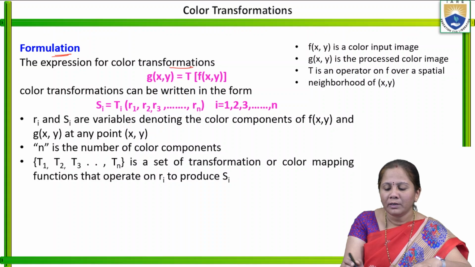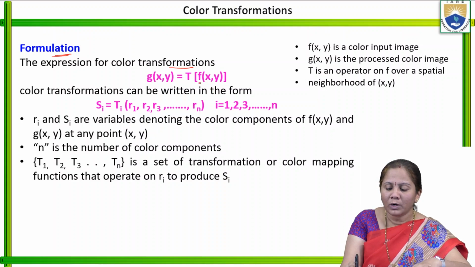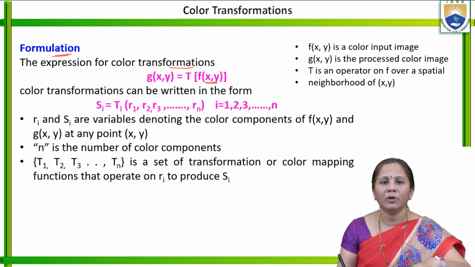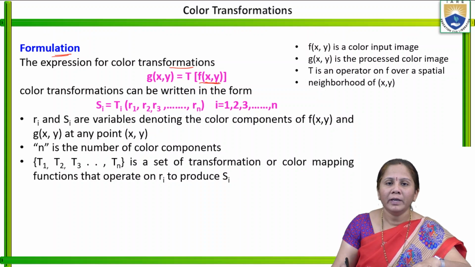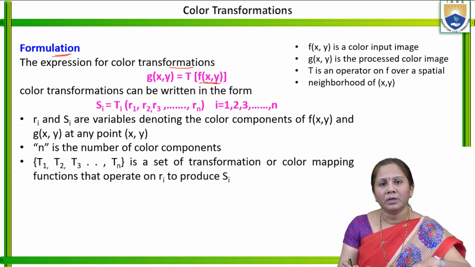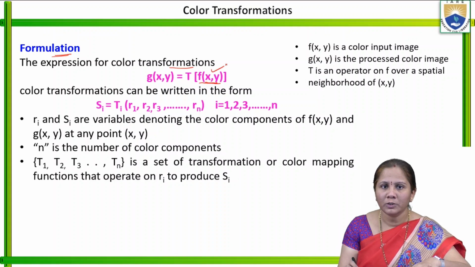So the expression for color transformation will be represented as g of x comma y is equal to T of f of x comma y. So we know what is this x comma y. X comma y are the spatial coordinates starting from the origin 0 comma 0. X and y values will be ranging throughout the image, and here f of x comma y is the input image. Especially here we are talking about color images. So f of x comma y is the input color image.